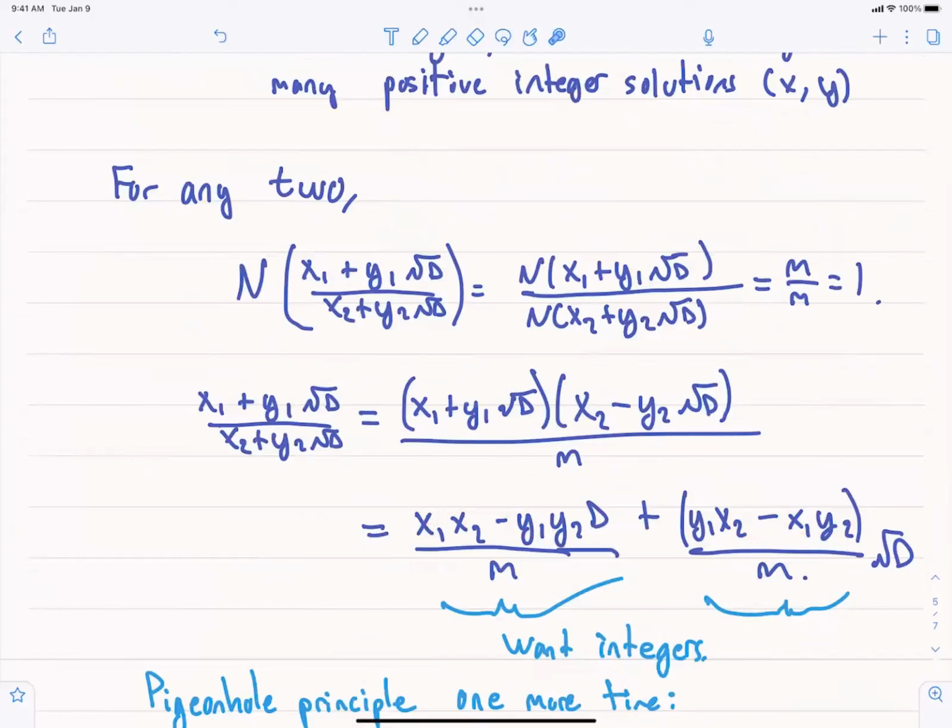I'm trying to get something where the coefficients, so this one and this one, are both integers. So I want these two numbers, which a priori are just rational numbers now, to be integers. And if these are integers, then I have something whose norm is equal to 1. And so then I'm done.